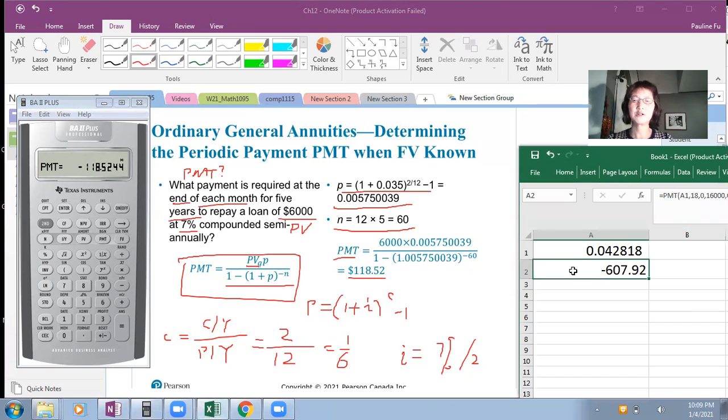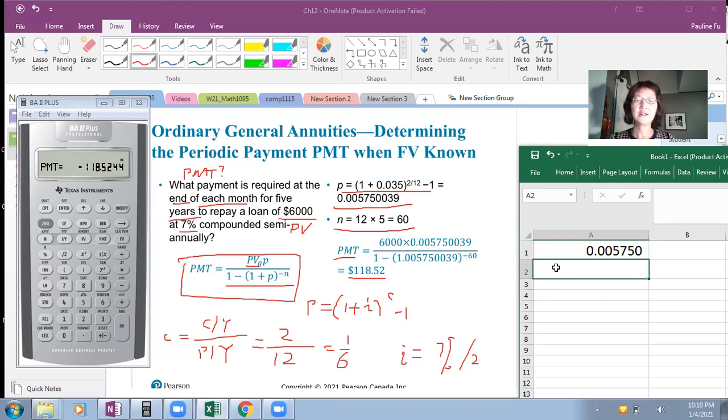So how do you figure out PMT in Excel? Again, first step, calculate the equivalent rate per payment period P. P equal to 1 plus I. I is 7% compounded semi-annually divided by 2. Raised to power C. C equal to 1/6, minus 1. That is the P, the equivalent rate per payment period.